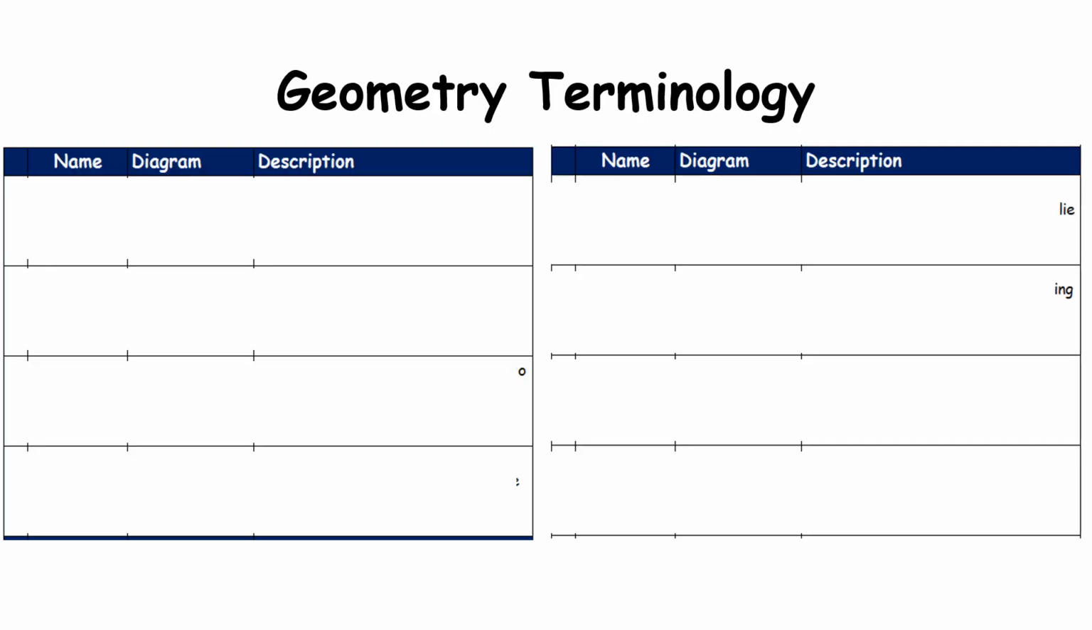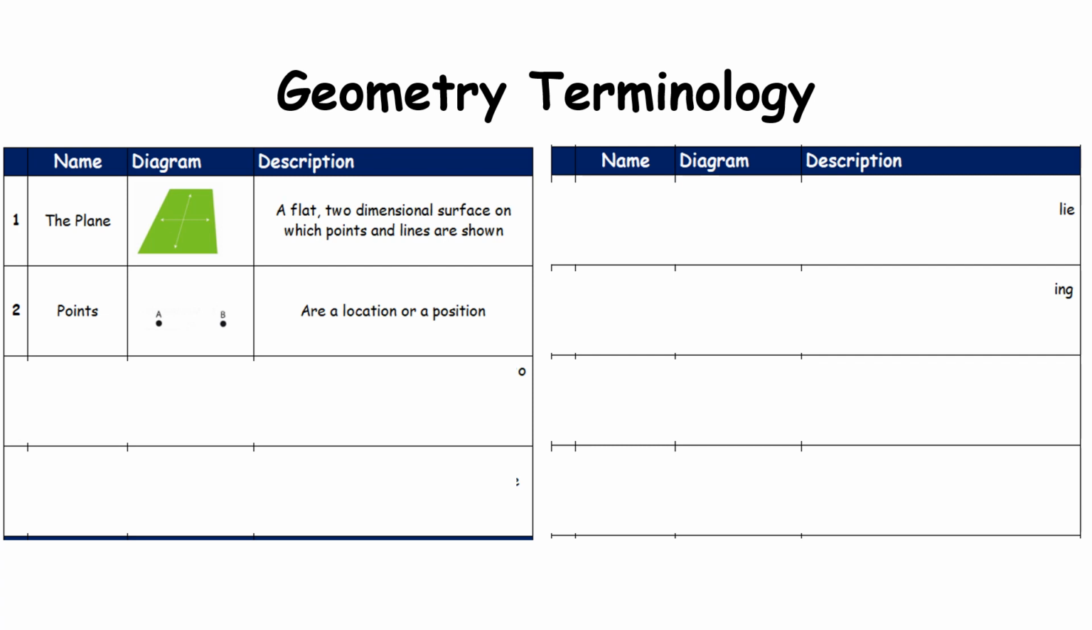So now let's look at some terminology. So a plane is a flat 2-dimensional surface on which points and lines are drawn. So usually that's going to be your copy, the exam paper, or a whiteboard. So points are a location or a position. So generally in geometry we're given the points, and as we move towards coordinate geometry, those points will be given to us in the form of coordinates so we can identify where the point should lie.